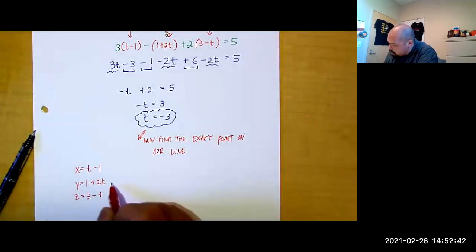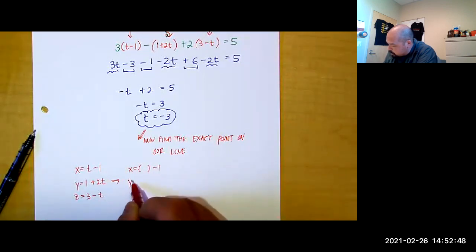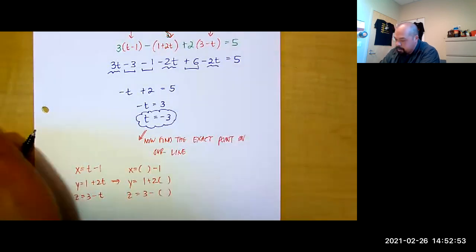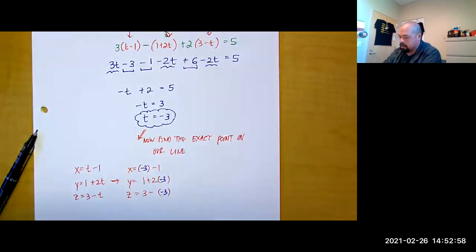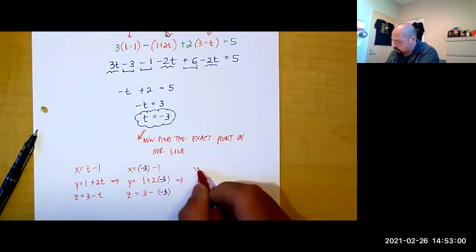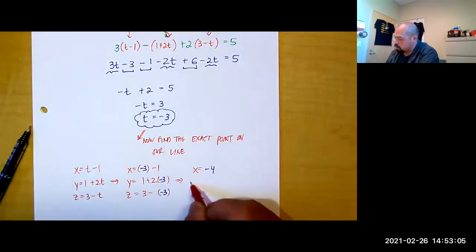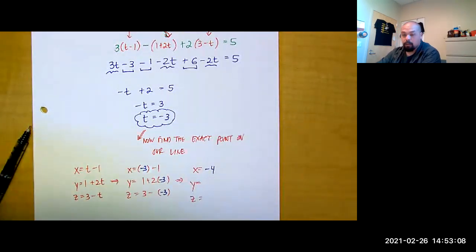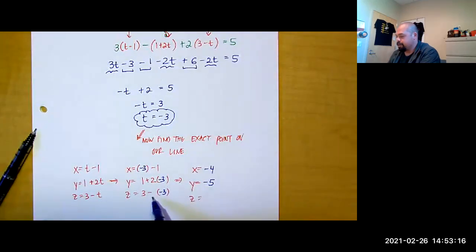Rewrite my equations real quick. X is going to be t minus 1, y is 1 plus 2 times t, z is equal to 3 minus t. Plug in our value for t, negative 3. That's going to lead us to our point. X equals negative 4, y equals 1 plus 2 times negative 3, negative 6, 1 minus 6, negative 5. z is 3 minus the negative 3, 3 plus 3 is 6, right?